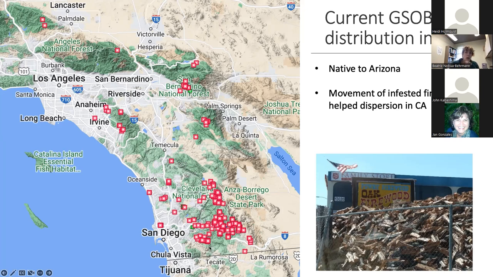It is pretty widely distributed in San Diego County, and that's where we found it first. It was first identified in 2008, but we suspect it's been there since the 90s and probably came there through the movement of infested firewood. And then from the epicenter in San Diego County, we started finding new foci of infestation in northern areas, but kind of localized. And again, usually linked to the movement of infested firewood from San Diego to other locations, and then from those locations to the next.